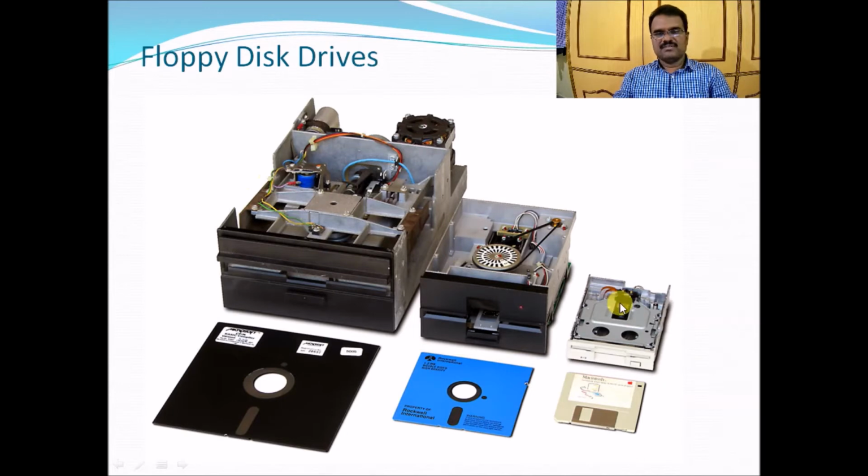And these are floppy disk drives of different types. In the older version, this was the 8-inch floppy disk where we were storing the information, and this is the drive used to read and write the information on the 8-inch floppy disk. And this is the 5 1/4-inch floppy disk, and this is the 5 1/4-inch floppy disk drive used to read and write the information on this floppy disk. And this is the 3.5-inch floppy disk, and this is the 3.5-inch floppy disk drive used to read and write the information on this floppy disk.